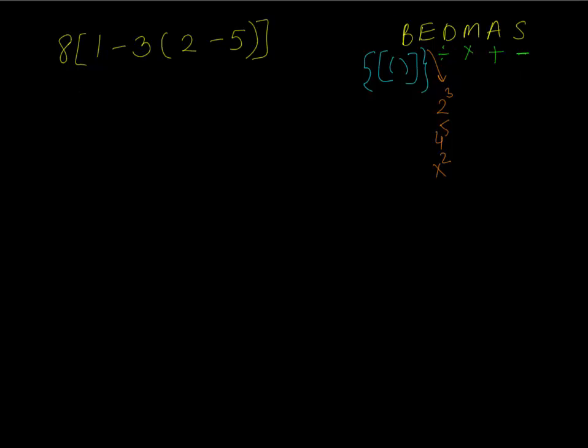So now let's take a look at how we can use BEDMAS in this question. So we have 8 times (1 minus 3 times (2 minus 5)). So the innermost bracket is 2 minus 5. So 2 minus 5, as we all know, is negative 3. Okay, so let's close the bracket.